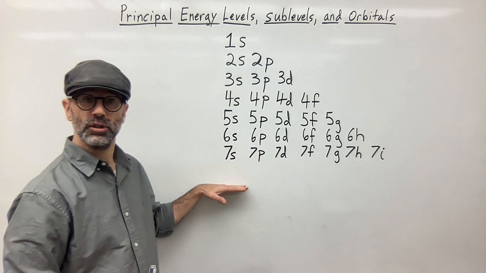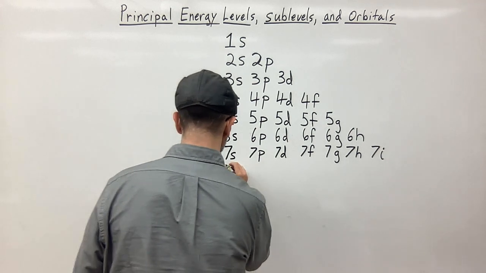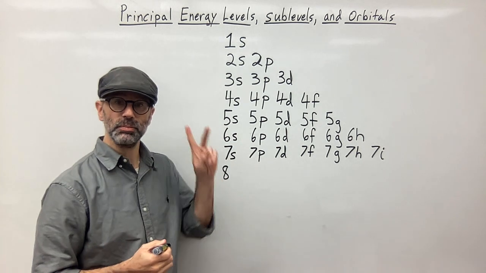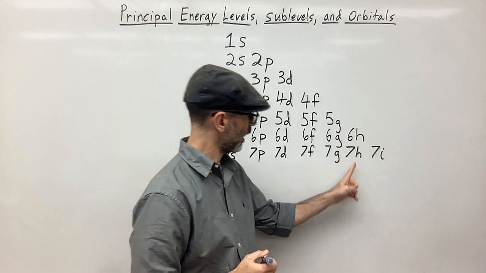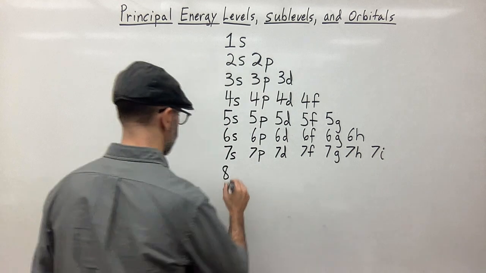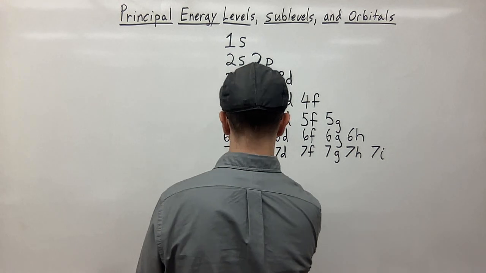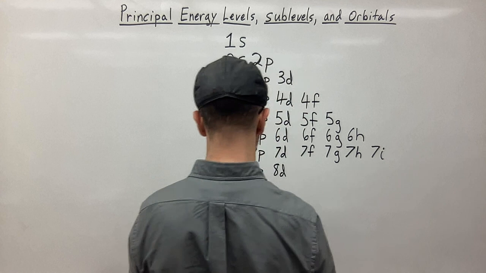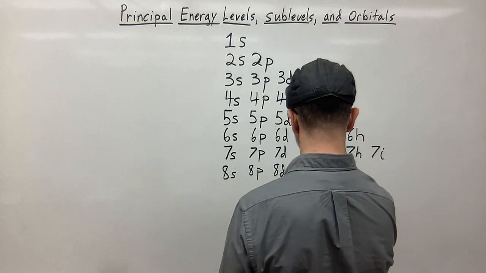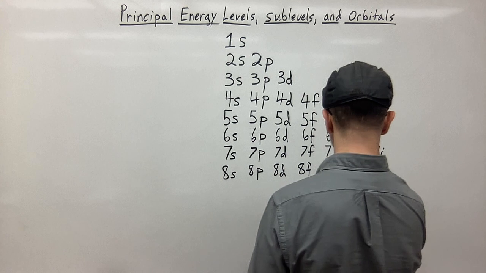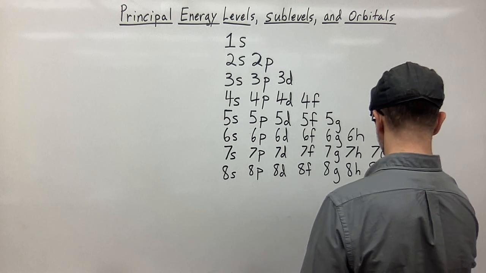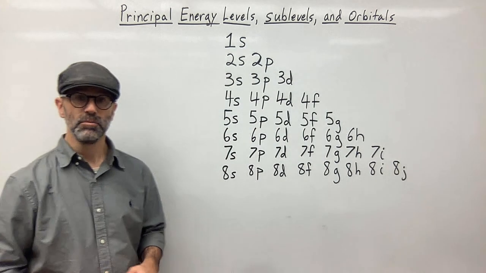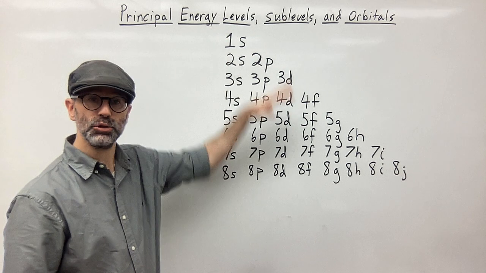And we'll do one more row just for completion. So we'll have 8. So again, that's going to have 8 sublevels. So S, P, D, F, G, H, I, and then J. So we'll have 8S, 8P, 8D, 8F, 8G, 8H, 8I, and 8J. And so on. We can continue this to infinity.